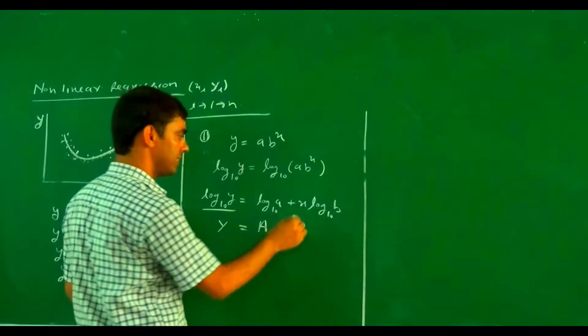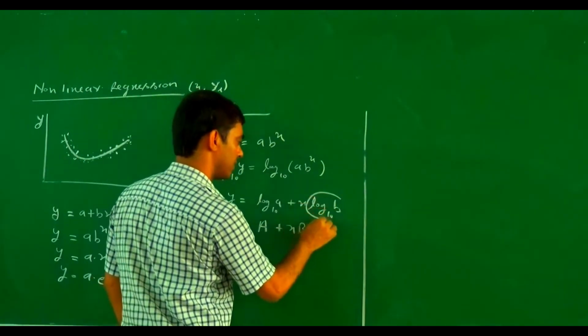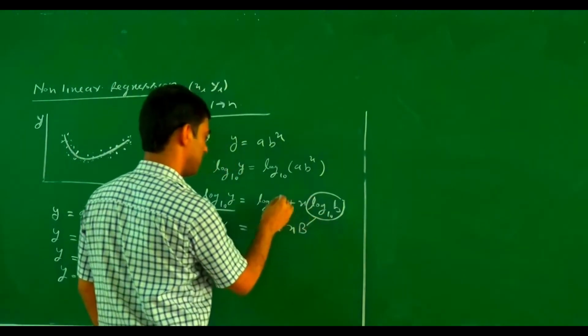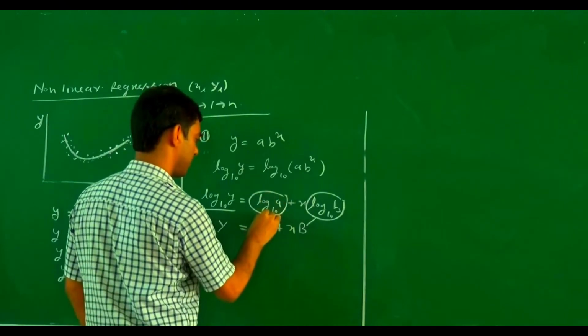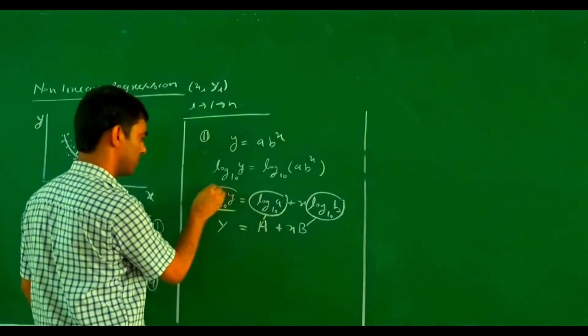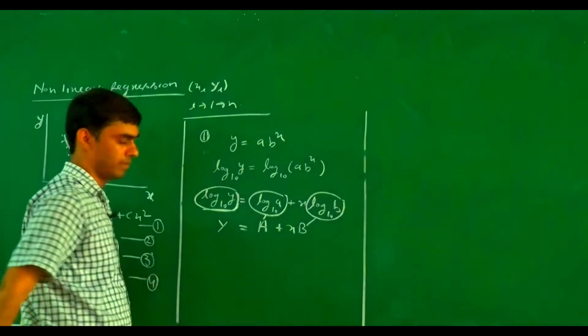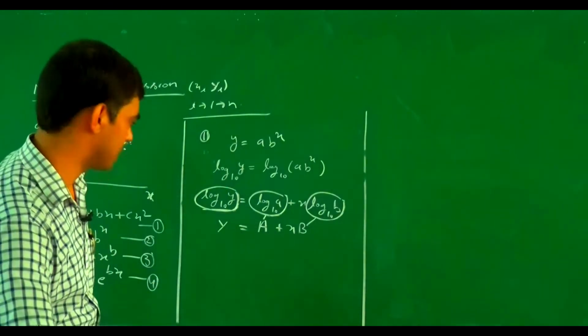What is capital B? This is capital B. This is capital A. This is capital Y. So Y equals A plus Bx.